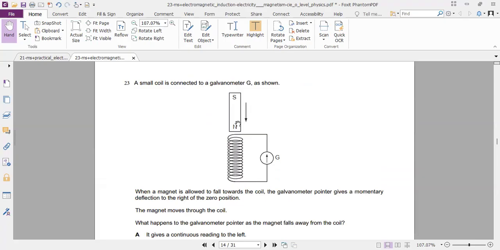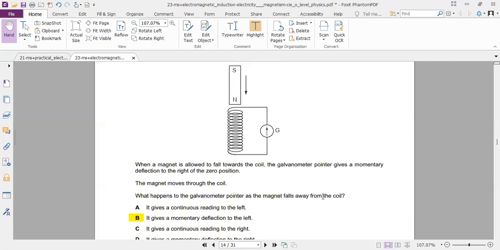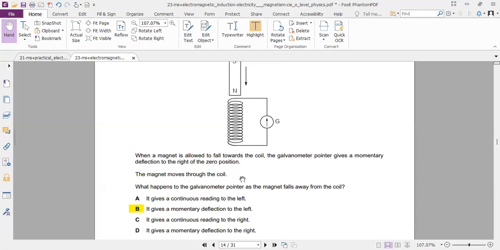So the magnet is allowed to fall through the coil. When the magnet moves through the coil, the galvanometer shows a reading to the right. And obviously when it comes out, the reading will be on the left. Why? Because of the interaction, this EMF due to the magnet. Here it is in one direction, and then here the poles have changed. Here there are different poles, so it shows the direction on the opposite side.